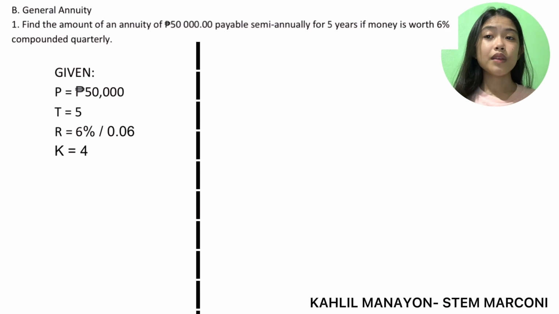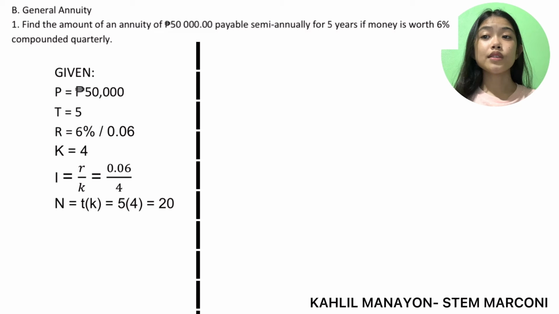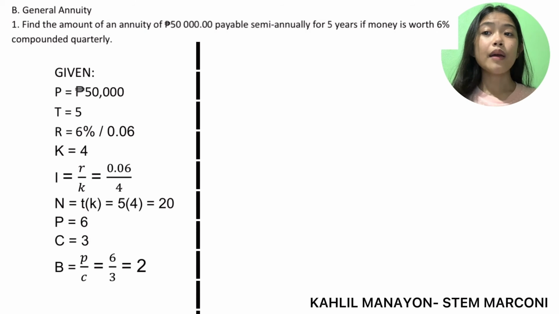K is compounded, which is 4. I is equal to R over K, which is equal to 0.06 over 4. N is equal to T multiplied by K, 5 times 4, which is equal to 20. P, or payment interval, is equal to 6, C, or compounding period, is 3. D is equal to P over C, which is equal to 6 over 3, which would be 2.